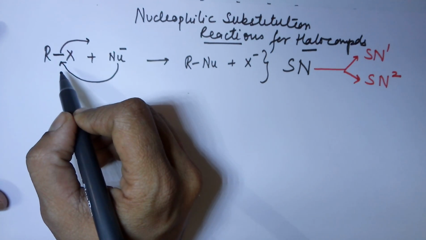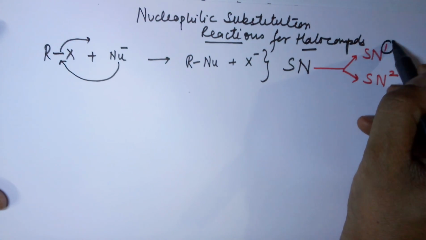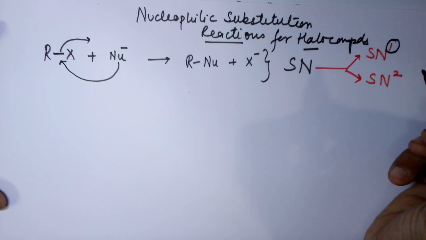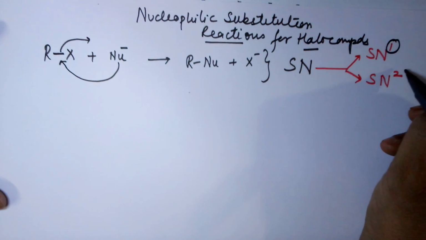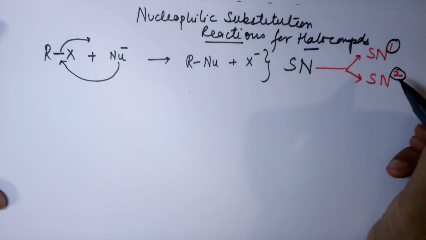Now, the situation where both the steps take place one after the other, that means in two steps, is called SN1. Whereas the one in which both the steps take place together is SN2. So 2 stands for 2 together, 1 stands for 1 after the other. That is my way of making you understand. Otherwise, that's not how it is.